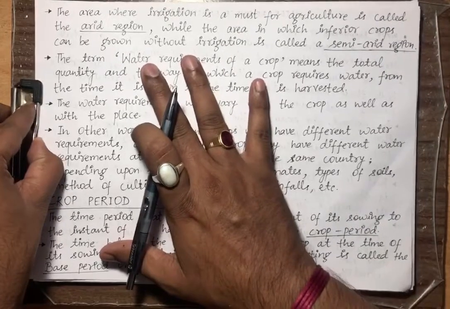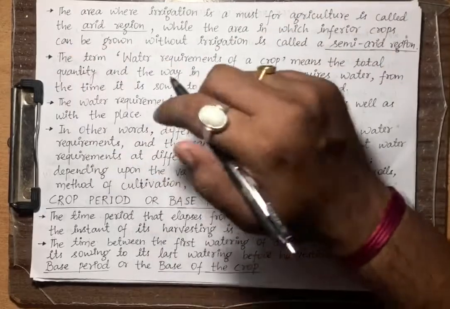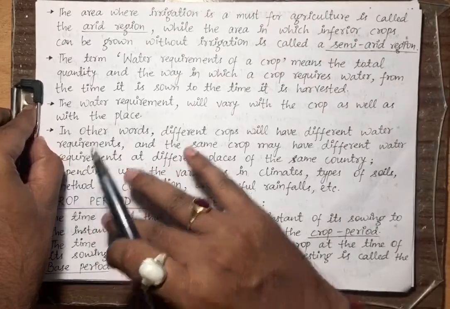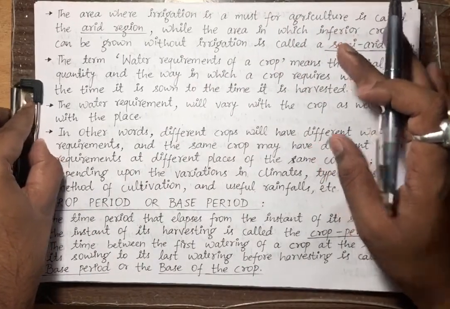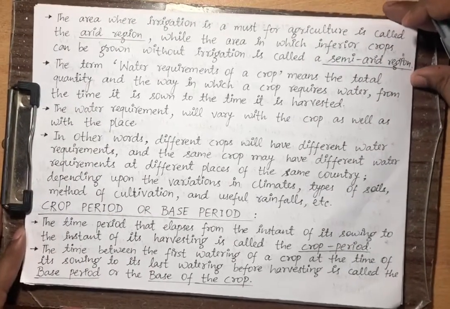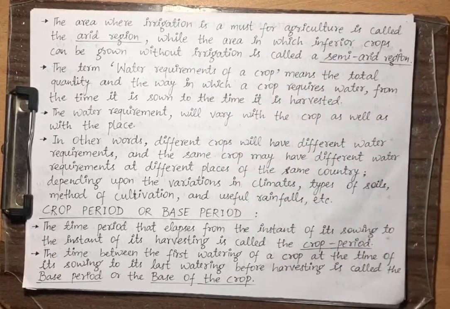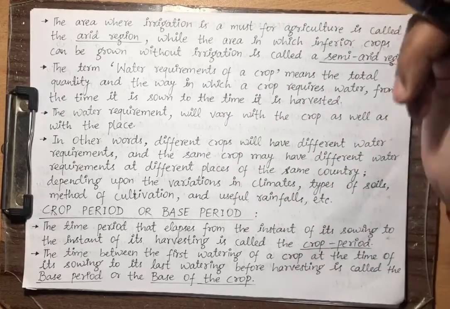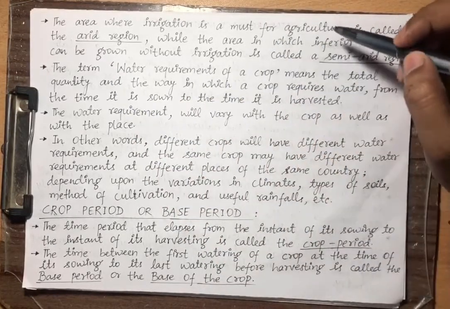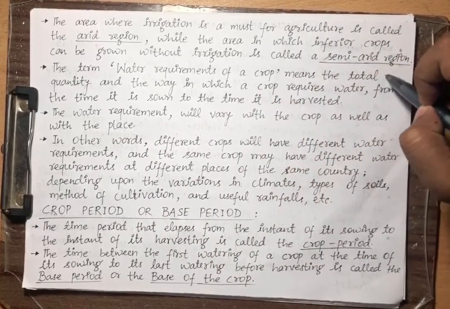What is the next point? The area where irrigation is a must for agriculture is called the arid region. Where rainfall is not that much, and irrigation water is must, we call that area an arid region. While the area in which inferior crops can be grown without irrigation is called a semi-arid region.